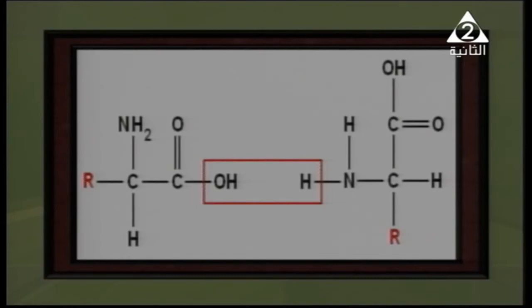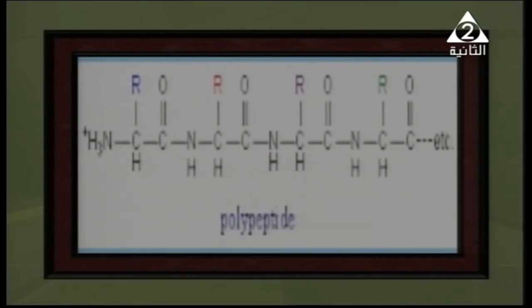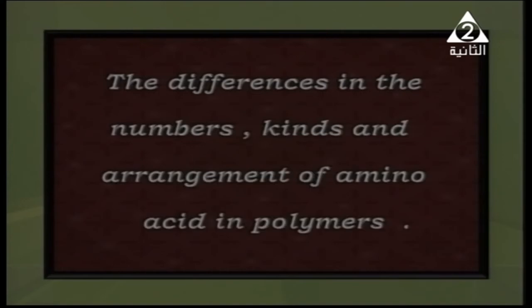For example, we have here 2 amino acids, and by elimination of water, a dipeptide will form. The combination of several amino acids together in a dehydration reaction also produces a polypeptide chain, and this figure represents the combination of several amino acids together forming a polypeptide chain. We have 20 types of amino acids, and the differences between different proteins are due to the following factors. Number one, the differences in the numbers, kinds, and arrangement of amino acids in polymers.